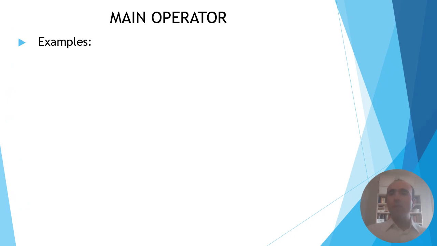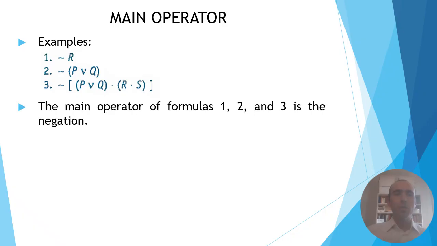Let's analyze the following examples of compound statements. Try to identify the main operator of each formula. First, tilde R. Second, tilde P wedge Q. Third, tilde P wedge Q dot R dot S. What is the main operator of these three formulas? Then the main operator of formulas 1, 2, and 3 is the negation.